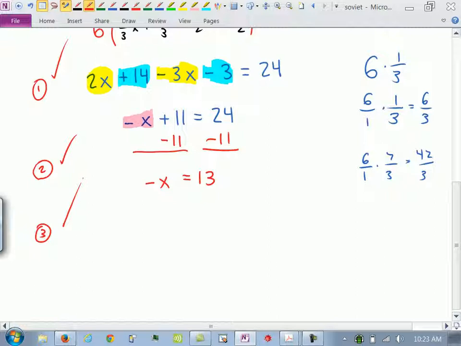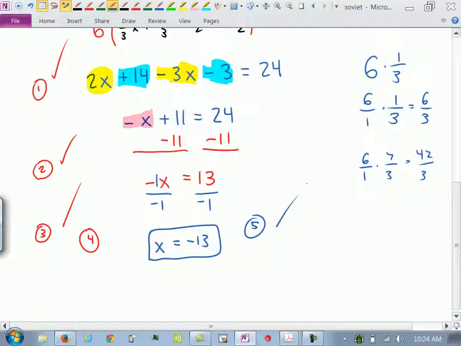What's step 4? Divide both sides by negative 1. Right? We don't like that negative 1 in front. So I divide by negative 1, divide by negative 1. Negative 1 over negative 1 is 1, so we get x on the left. On the right, what do we get? Negative 13. Step 5 is to check. I'm not going to because you need to do some problems, okay?